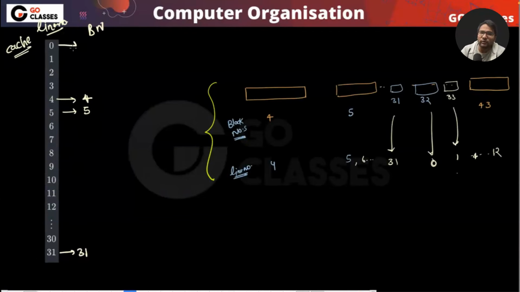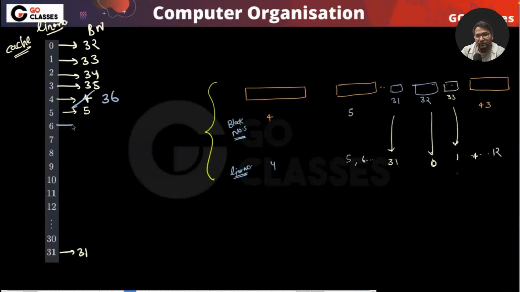Block number 32 will map here, right? Block number 33 will map here, 34 will map here, 35 will map here. Now we have 43 blocks. That is why 36 will map here, and the moment you access 36, you will replace the block number 4. Is this fine?